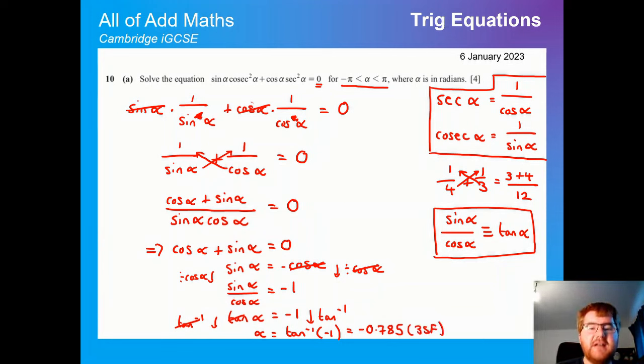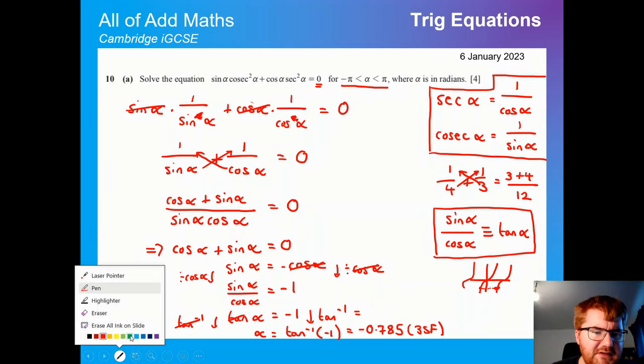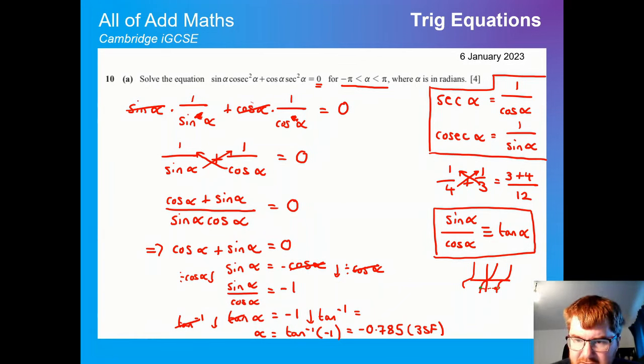However, we do have to be careful because tan does repeat every 180 degrees or pi radians. So there is an alternative answer, and the way that we calculate this is we add pi to -0.785. Remember, if you think about a tan graph, I'll do a very quick sketch here, it repeats every pi radians. So we've worked out one of the answers down here, but we also need to work out this answer here as well. Let me do this in a slightly different color. So we worked out one down here, but we need this one. And the way that we do that is just add pi to our existing answer.